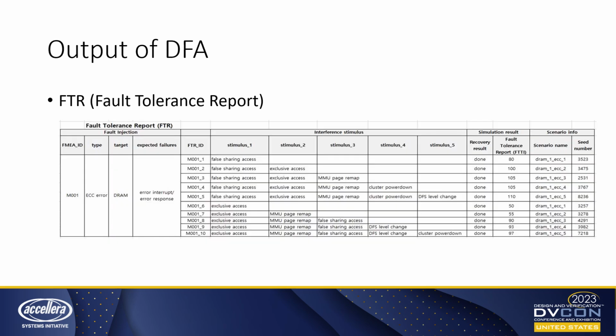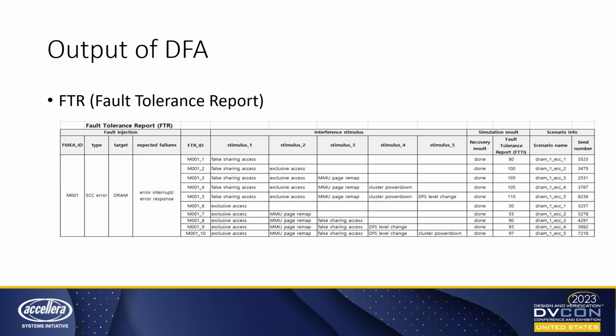From this slide, we introduce the output of DFA. The first is the fault tolerance report, made with our own methodologies, and it shows that the previous coupling factors are generated as stimulus 1, 2, 3, 4, 5. The purpose is to check, for each generated error, whether these coupling factors can generate other failures or not.